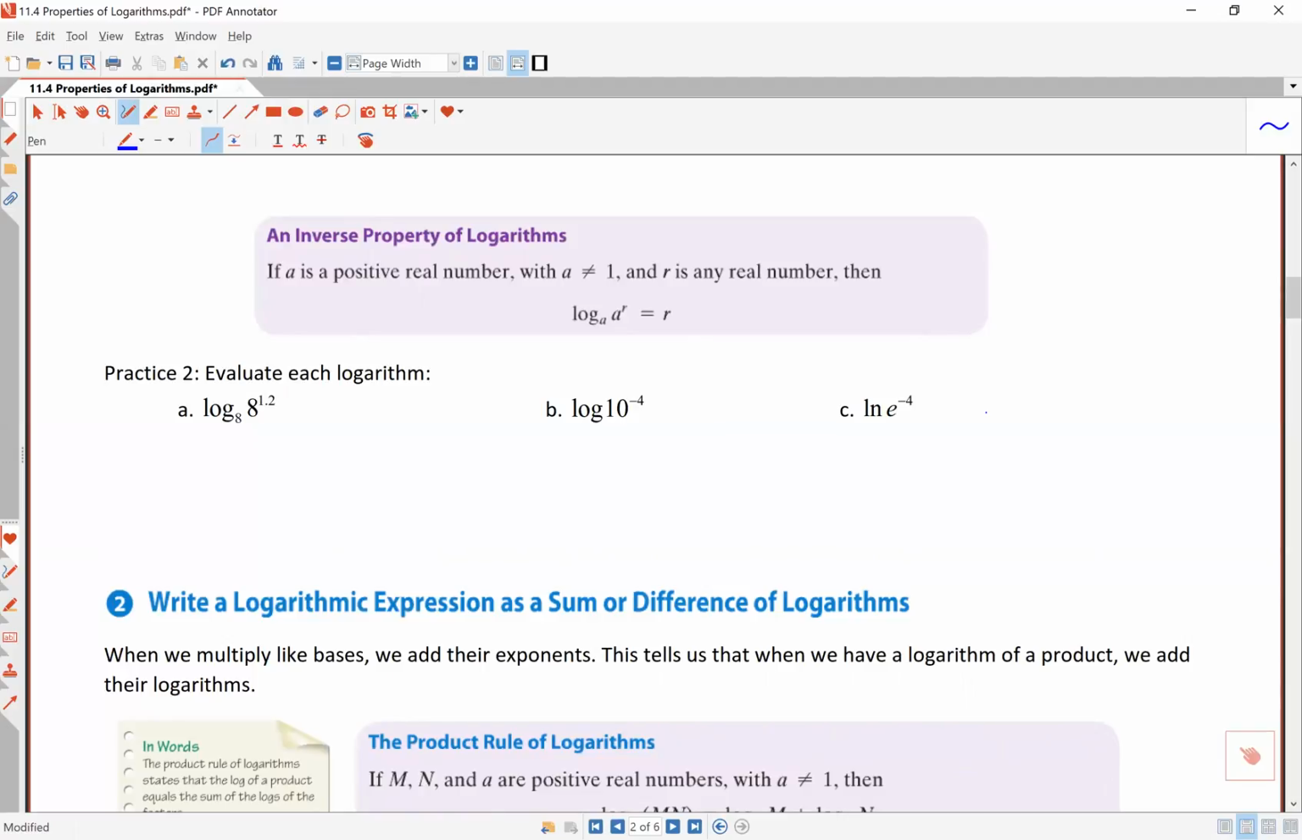Now that you've had a chance to work these out, I'll work these out with you. Whenever the bases match, log base 8 of 8 to the 1.2, you just get 1.2. Log of 10 to the negative 4, remember there's a hidden base of 10 there, which just leaves us with negative 4. Natural log of e to the negative 4 is the same thing as log base e of e to the negative 4. When these match, we just get negative 4 out of that.